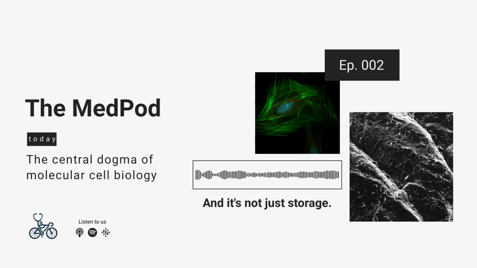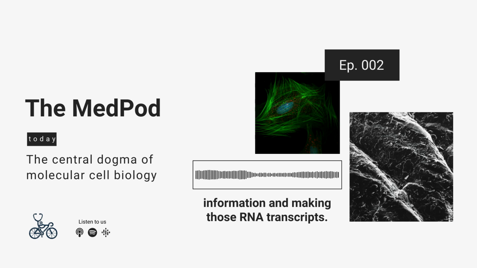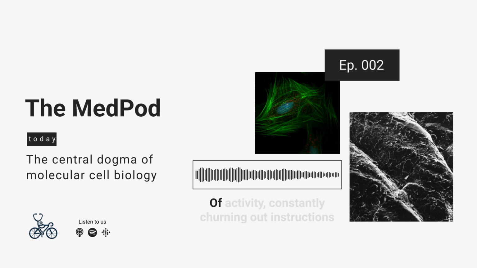Absolutely. And it's not just storage. The nucleus is also where DNA replication and transcription happen. Right. Those processes we talked about earlier. Exactly. Essential for passing on genetic information and making those RNA transcripts. So the nucleus is like a hub of activity. Constantly churning out instructions for building and maintaining the cell. Okay, so what's next on our tour?